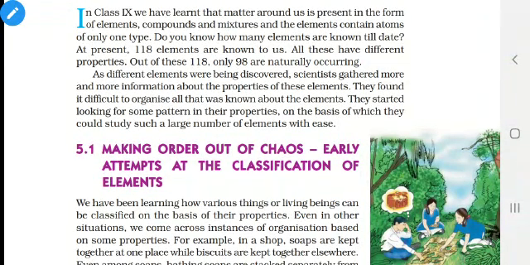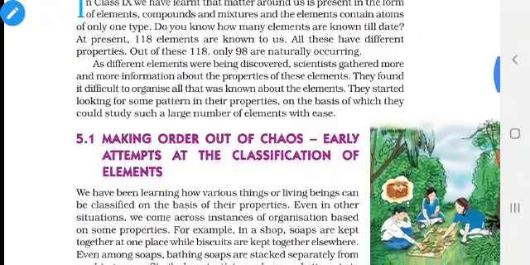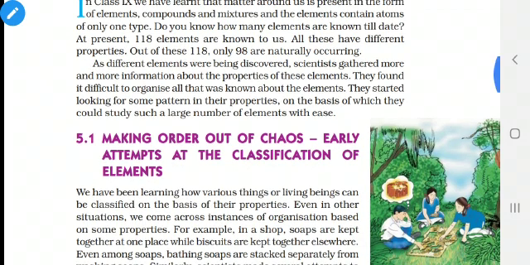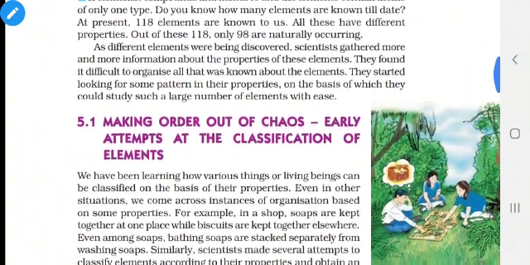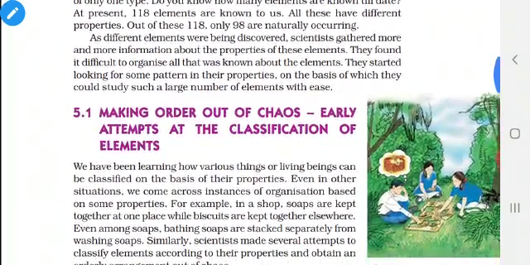Out of this, 98 are naturally occurring. The remaining are synthesized by man, so they may be called synthetic elements. They are not at all naturally occurring. The remaining 20, and still they are going on discovering and inventing. So 98 elements are naturally occurring, and the remaining are synthesized by us.